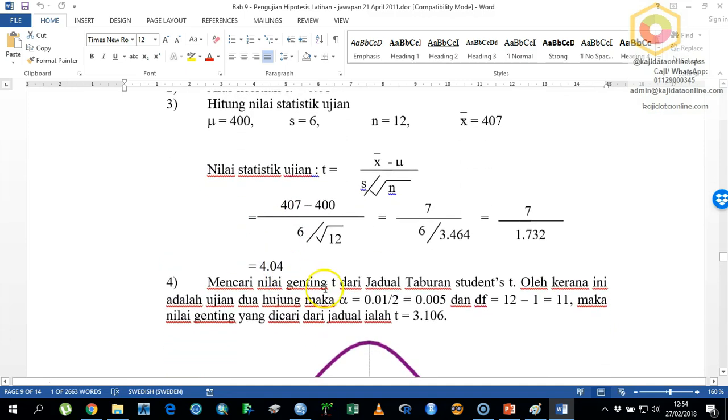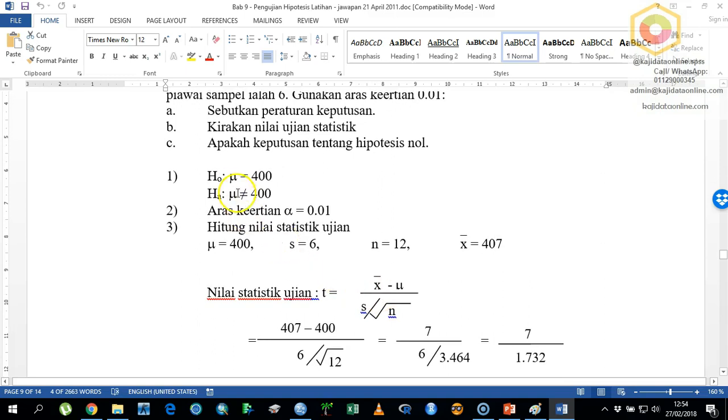Remember to use the degrees of freedom. In this case, it's just to explain to you, you need to divide the 0.01 by 2. Why do you need to divide it? Because we estimate in terms of two rejection regions. It is a non-directional hypothesis, so you take the 0.01, divide by 2, and you get 0.005. So 0.005 is the area under the curve.